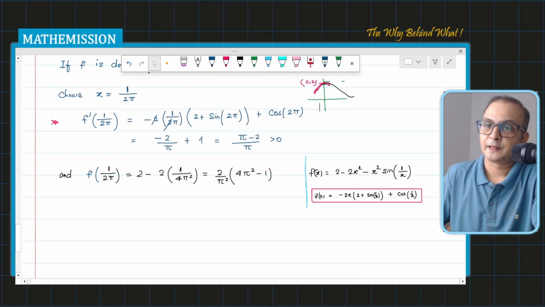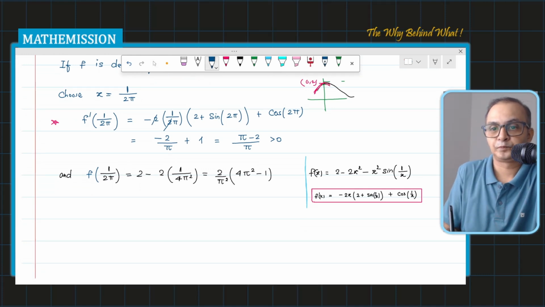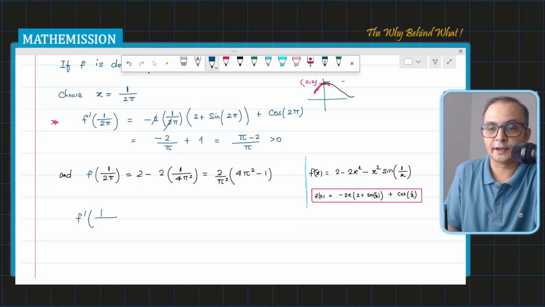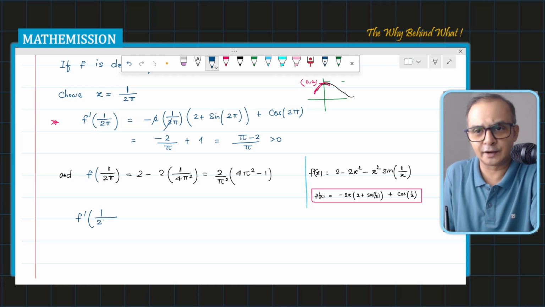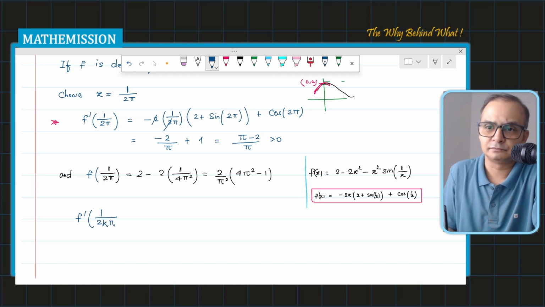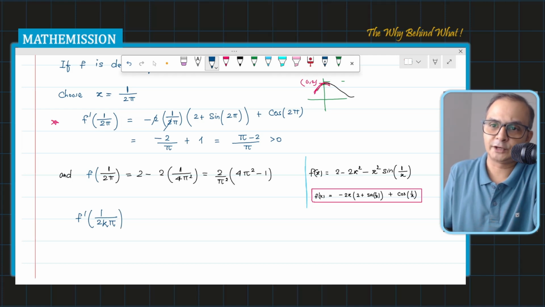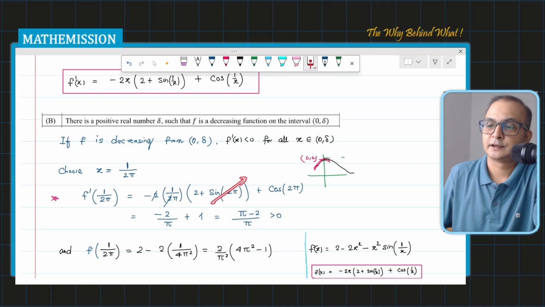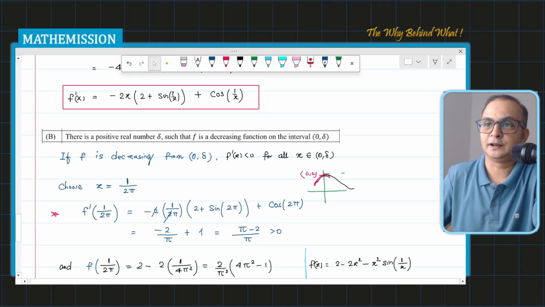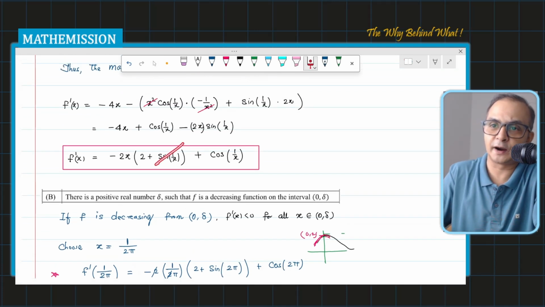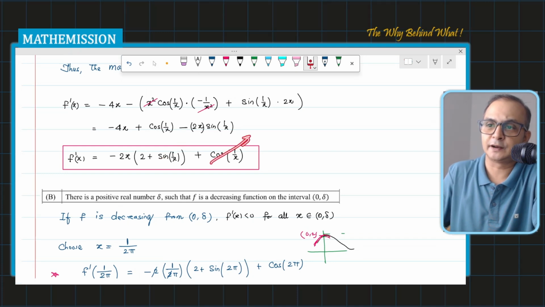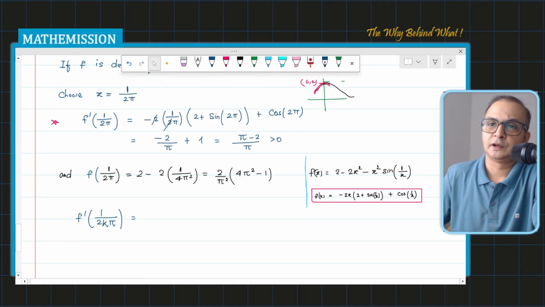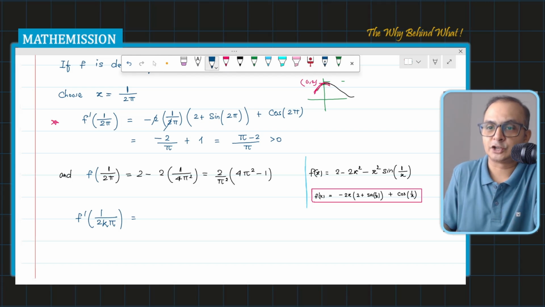It means that if I'm substituting here f dash 1 by 2k pi, or any number n, this is going to give you this part is 0, correct? And this part 1. Let me just be more precise. This part will give you 0 and this part gives you 1, because it is the calculation you can understand.